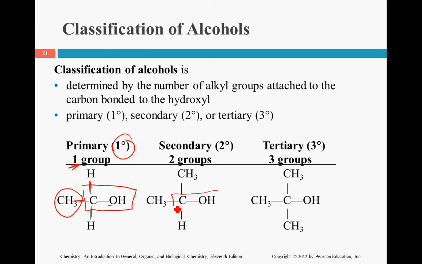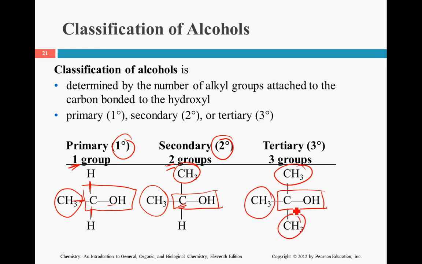Whereas this one, circle the OH and the carbon it's bonded to. Look at the carbon it's bonded to. Here's a carbon group here and a carbon group here. That's making it 2 groups, which is making it a secondary alcohol. And then finally, circle the carbon in the OH group. And then it's bonded to 3 different carbon groups, which is making it tertiary.